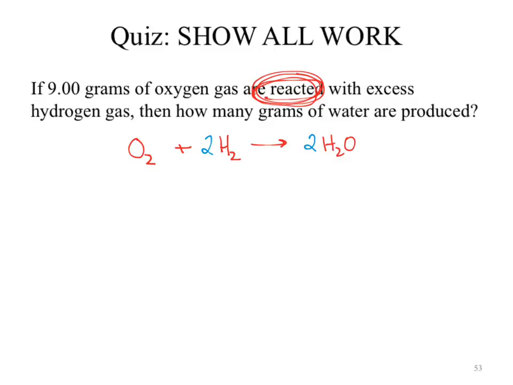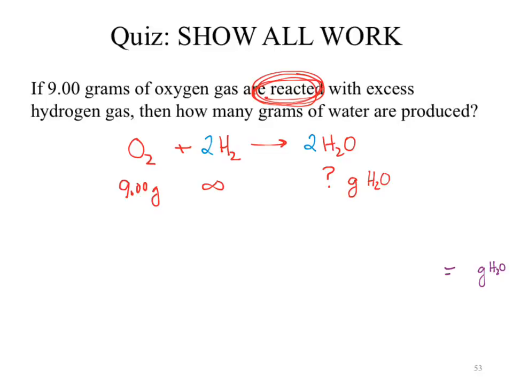Okay. What am I given? 9 grams of oxygen. What am I told about the hydrogen? Excess. What does excess mean? More than enough to do whatever I want to do. So I don't even need to worry about the hydrogen. What am I trying to solve for? Water. Good call. Let's make it a little bit more detailed. It's not just a question mark, but it's grams of water. So my answer needs to be grams of water.